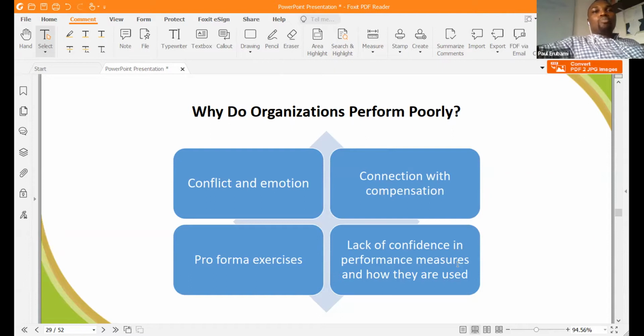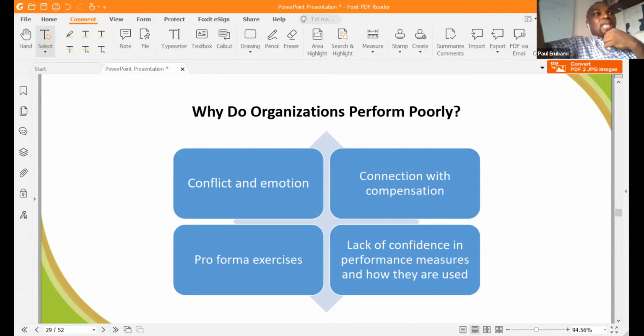Connect with compensation. Most of the time, most organizations are afraid to connect appraisal performance with compensation because, interestingly, most employees expect that once you appraise me at the end of the year, you say I'm doing well, I should see some monetary compensation for that. And most of the time, once you don't see this on the long run, they get demoralized and the performance drops.